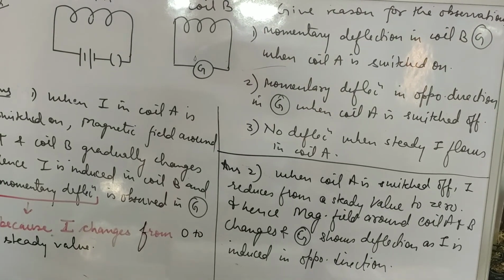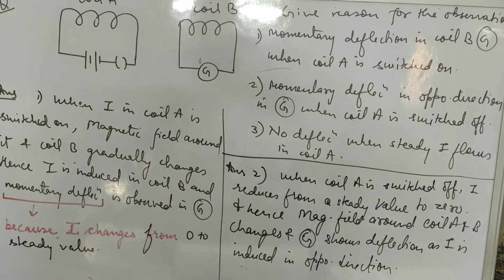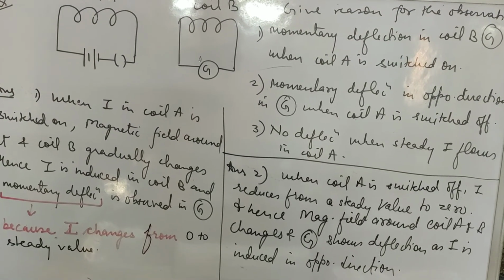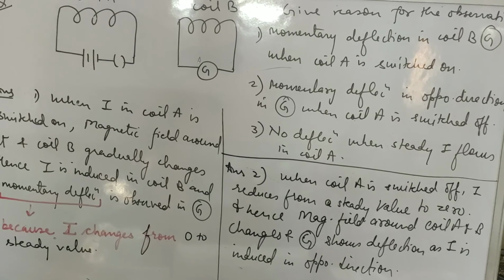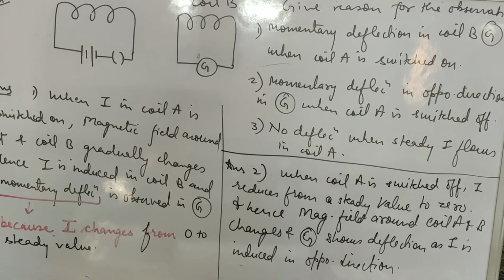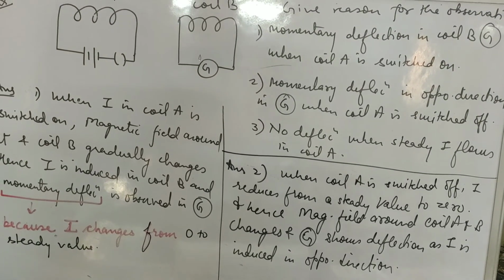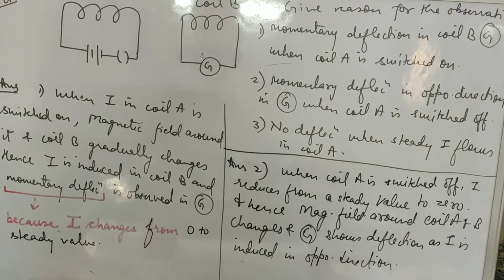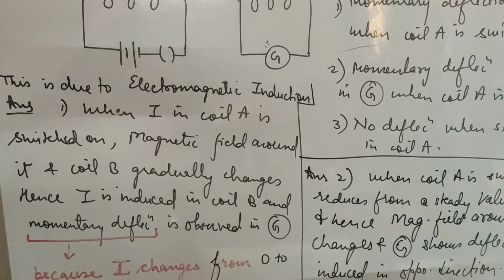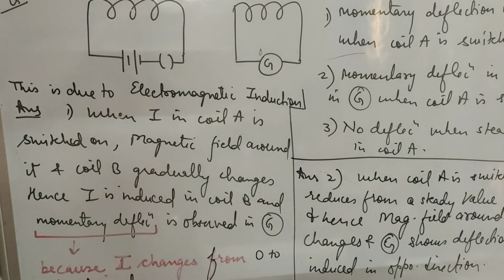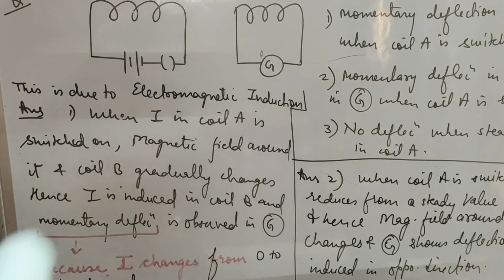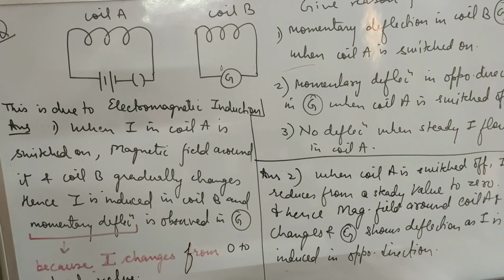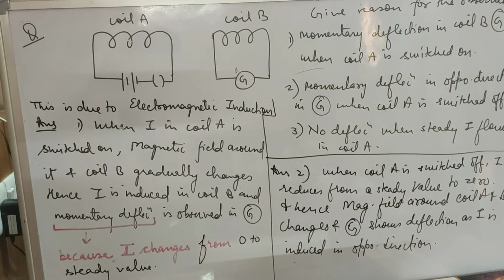क्योंकि जब steady current flow करेगा coil A में तो उसके अराउंड जो magnetic field है वो change नहीं होगी, it will remain steady. So electromagnetic induction is only observed when there is a changing magnetic field. ठीक है. अगर magnetic field around coil A is fixed, then there will be no induced current in the other coil. So to summarize, you have to write that this is due to electromagnetic induction. All the observations that are being listed here are due to electromagnetic induction.